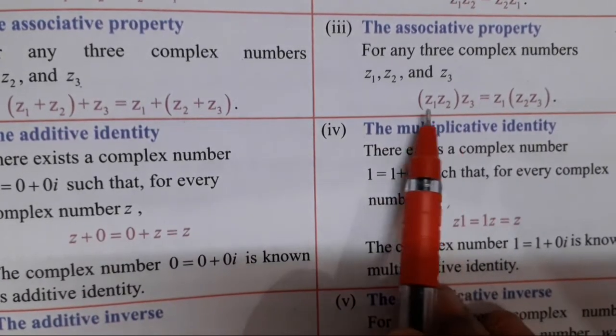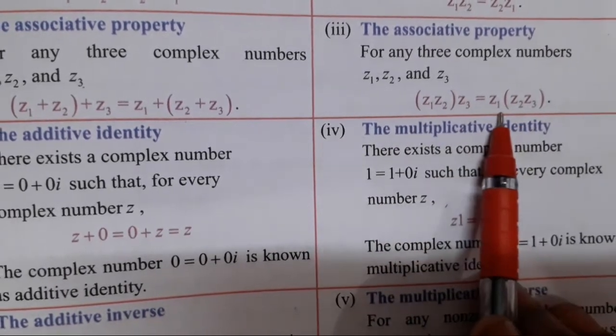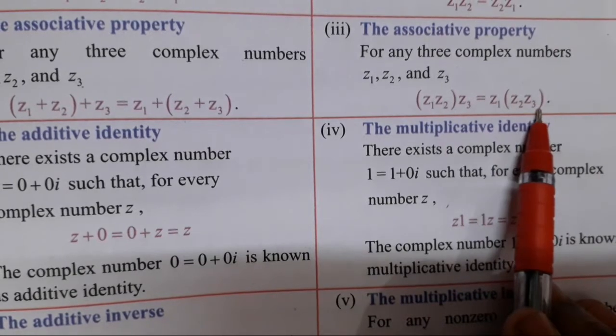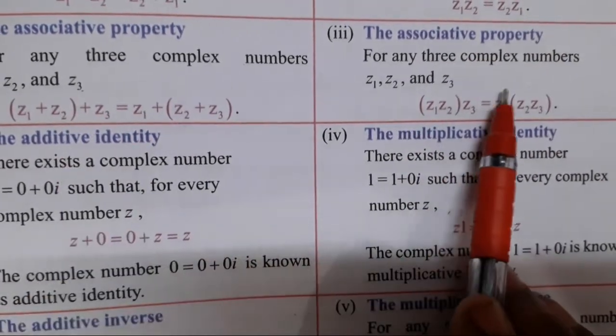Z1 into Z3, Z1 into Z3, you put it in the bracket, Z3 equal to Z1 into bracket of Z2 into Z3. This is nothing but what? Associative property. You know about the commutative property as well as the associative property.